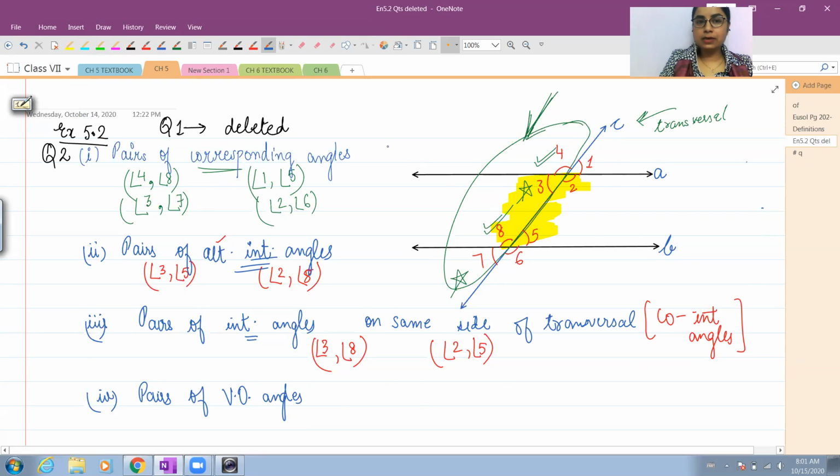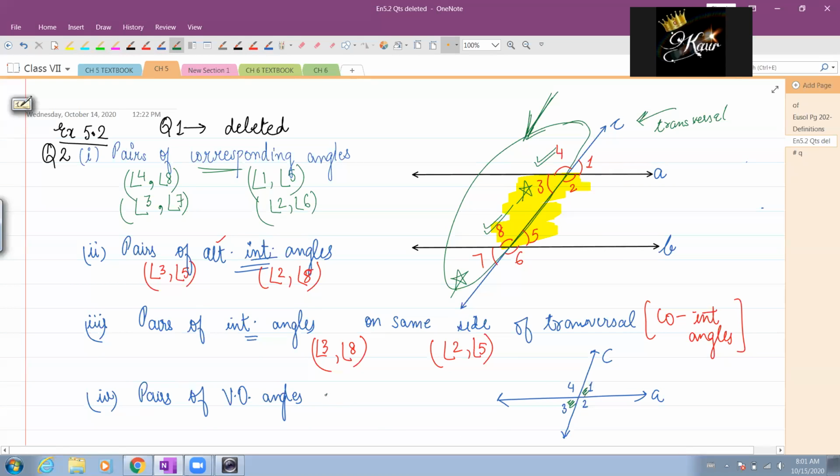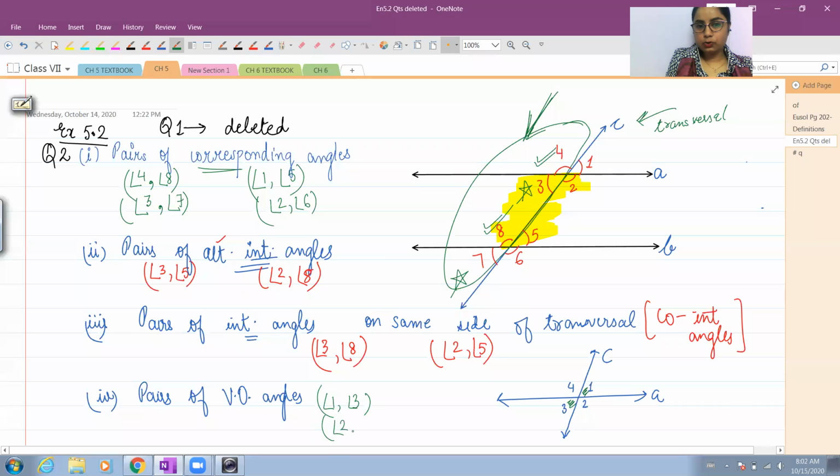Vertically opposite angles are formed when two lines cross each other. So if I look at the diagram, line A is crossed by line C and I get these four angles. Identify the ones which are opposite. 1, 3 and 2, 4. 1 with 3, one pair, then angle 2 with angle 4. This is the second pair.